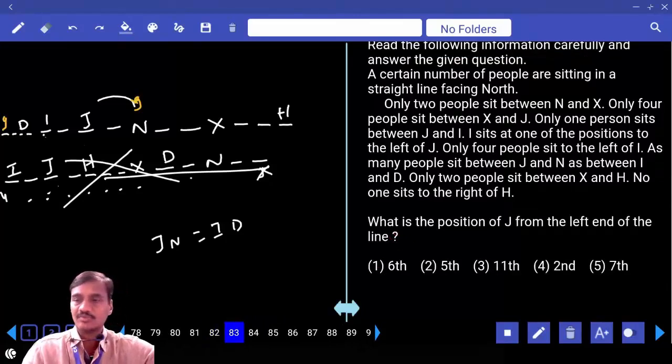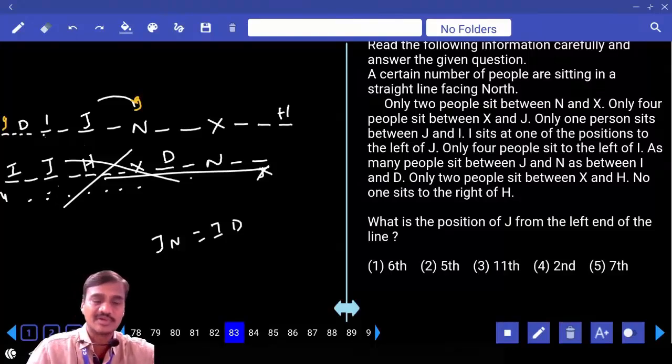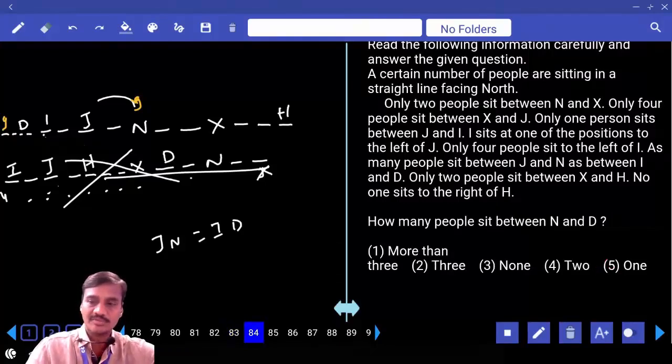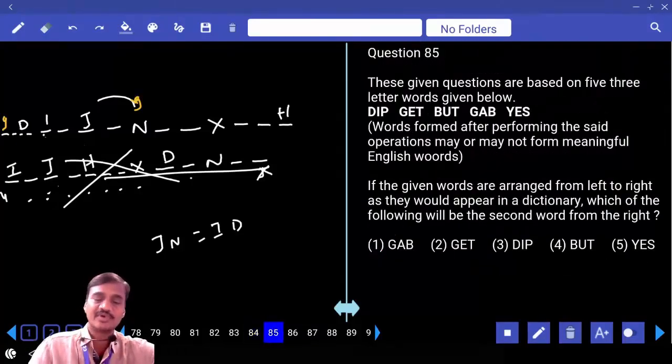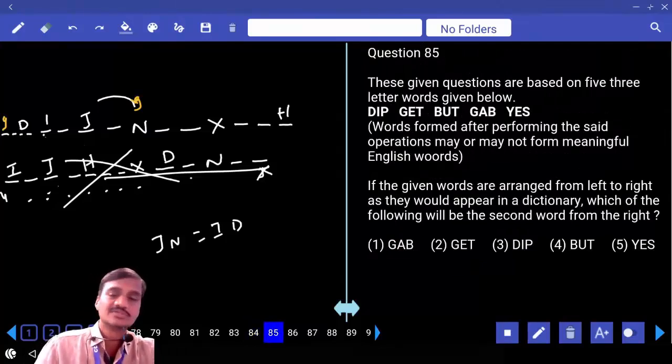Then 83, what is the position of J from the left hand of the line? J from the left hand of the line, 1, 2, 3, 4, 5, 6, 7. Now 7th, that is choice 5, question number 83. How many people in between N and D? In between N and D, there are only 4 people, which is given in more than 3, choice 1, 84. And 85 onwards, it is based on set of words.